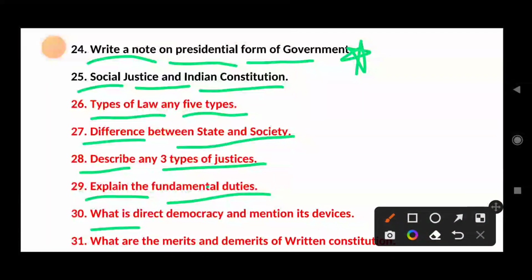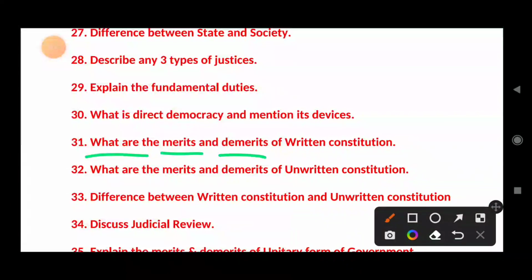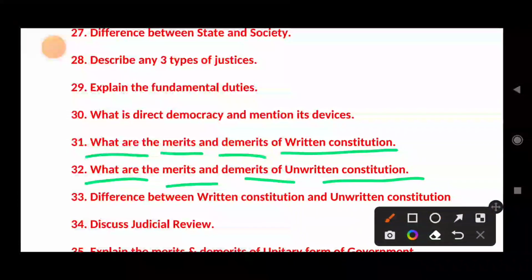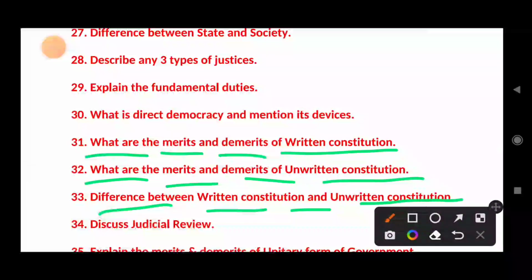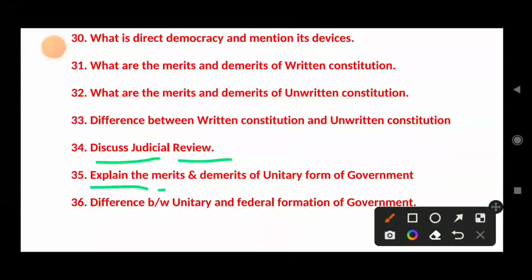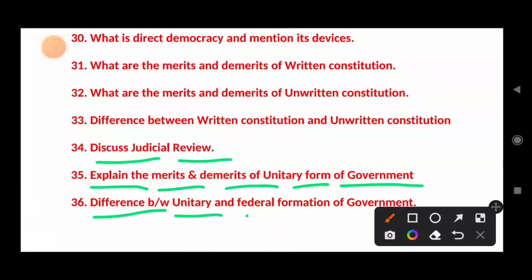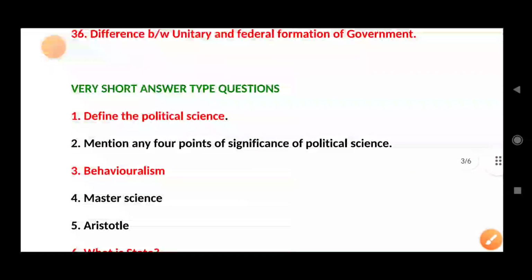What is direct democracy and mention its devices. What are the merits and demerits of written constitution? What are the merits and demerits of unwritten constitution? Difference between written constitution and unwritten constitution. Discuss the judicial review. Explain the merits and demerits of unitary form of government. Difference between unitary and federal form of government. These are very important questions.